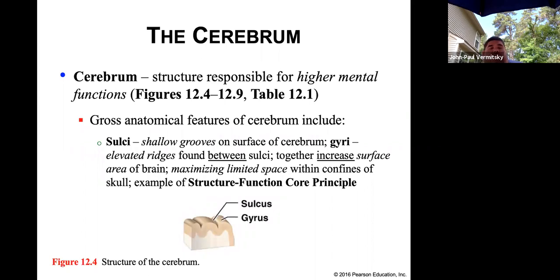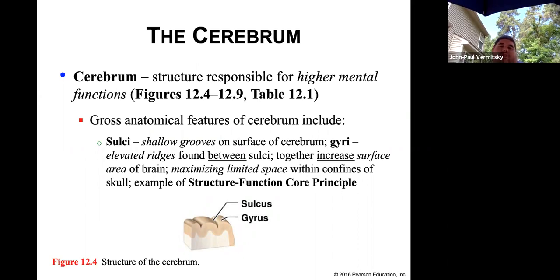So the first structure we're going to talk about is the cortex, which is what we refer to as the cerebrum. This is really the structure that is responsible for higher mental functions. The gross anatomy features of the cerebrum include sulci, which are shallow grooves on the surface of the cerebrum, and gyri, which are elevated ridges found between the sulci. Together they increase the surface area of the brain, maximizing limited space within the confines of the skull.